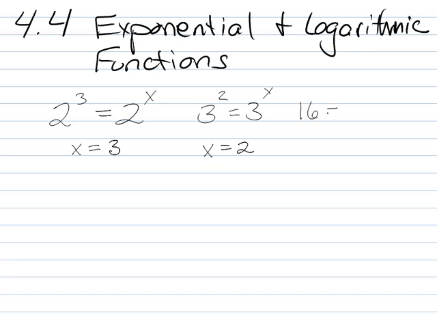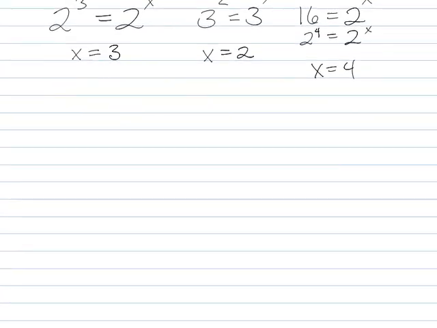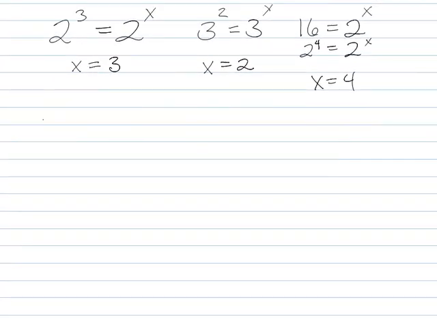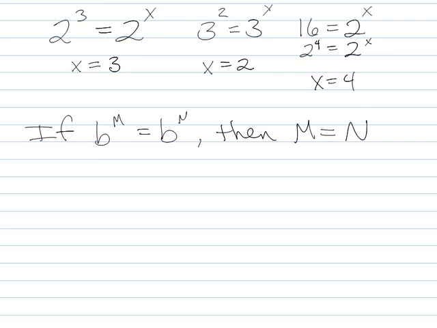Okay, what if I said 16 is 2 to the x? Say, okay, this is a little bit more work, but I can do this. I can rewrite 16 as 2 to the 4th. So x must be 4, right? Yes, absolutely. So this is actually what we're going to be working on. This is one of the strategies we're going to use to solve these problems, which is basically: if b to the m equals b to the n, then m equals n.